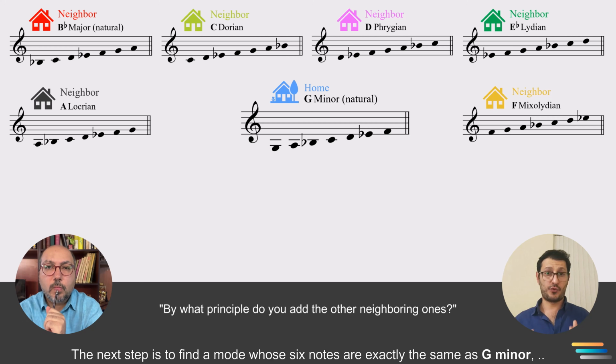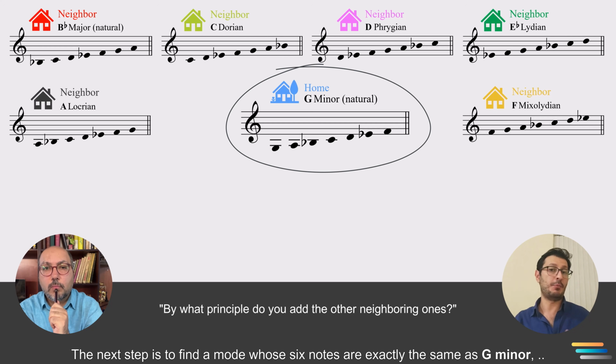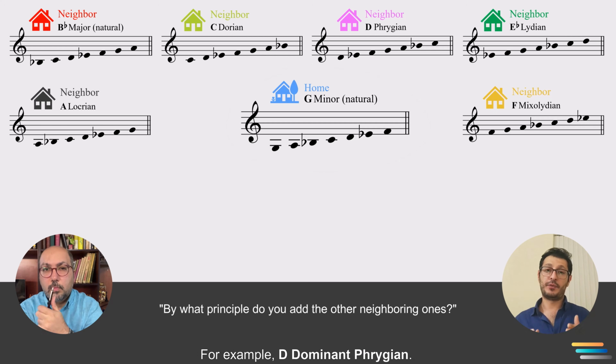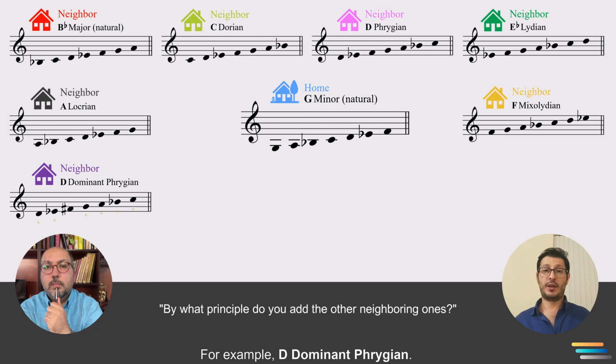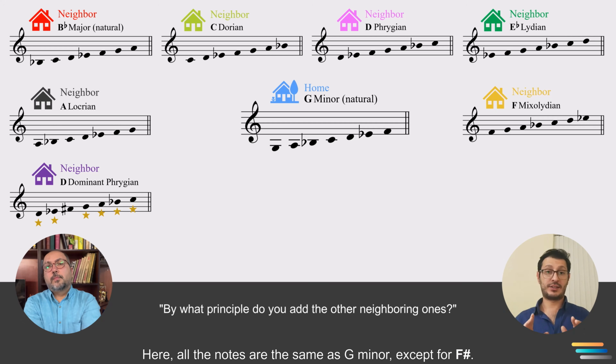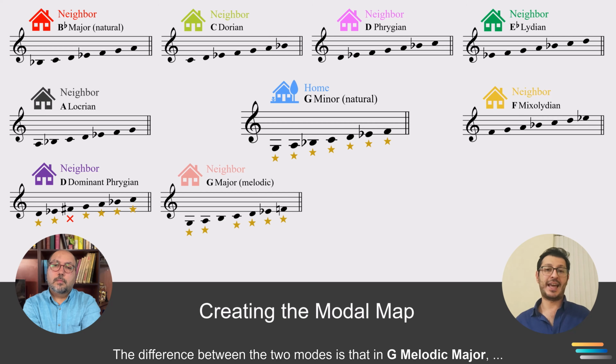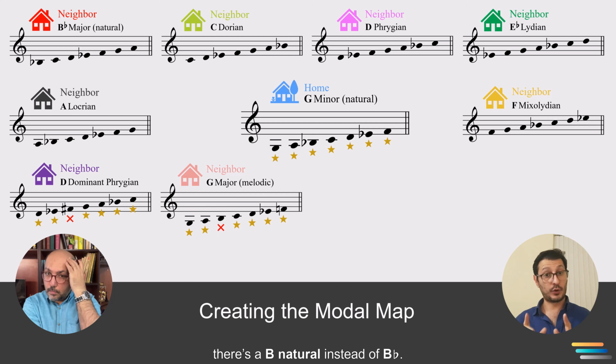The next step is to find a mode whose 6 notes are exactly the same as G minor, with of course one note being different. For example, D dominant Phrygian. Here, all the notes are the same as G minor, except for F sharp. Another example could be the G melodic major mode. The difference between the two modes is that in G melodic major, there is a B natural instead of B flat.